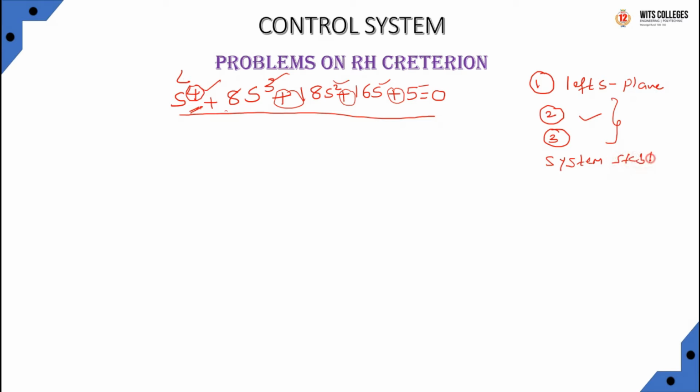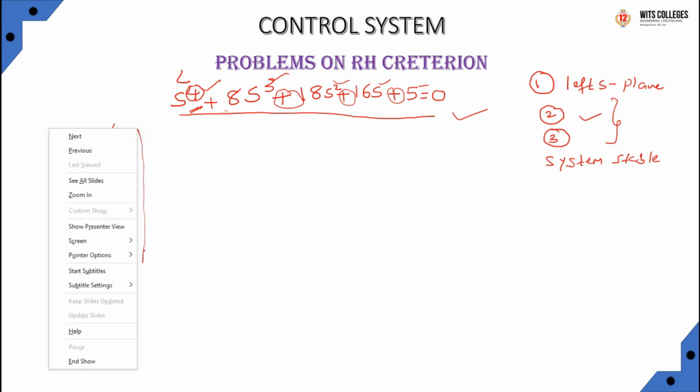Here by using RH criteria, what type of stable is the given system: marginally stable, limitedly stable, or absolutely stable? Now we find this by using RH criteria. In order to find this, we write s power 4, s cube, s square, s power 1 and s power 0. These are the degrees.